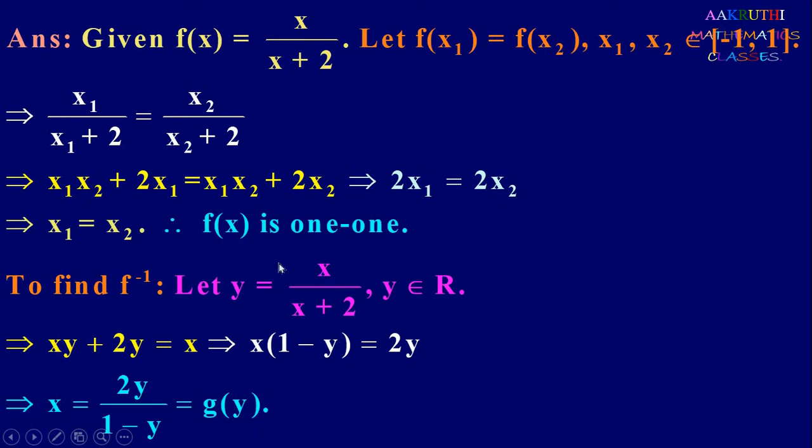Now here g of y is the inverse of f. Therefore the inverse of the function f is g of y, and it is 2y divided by 1 minus y. So f inverse is 2y divided by 1 minus y.